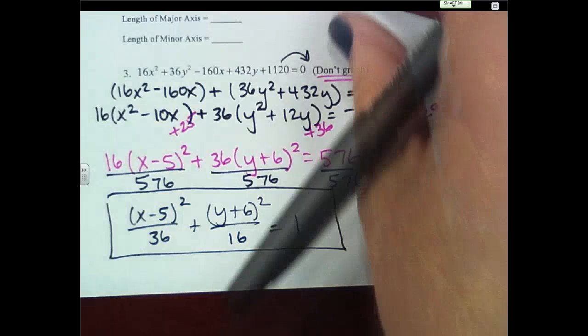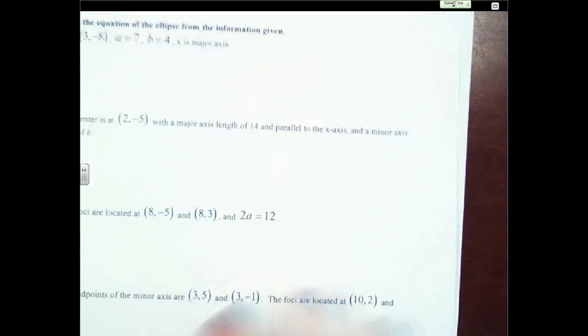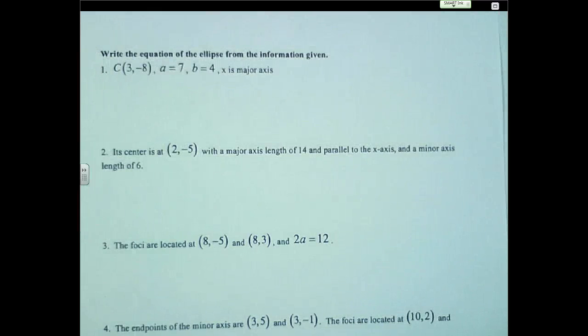Okay, now then, let's flip it over and let's look at problem number 1. Write the equation of the ellipse with the information given. And actually, sometimes you have to dig really deep in order to get these problems right, okay? And sometimes they're really easy and it gives you everything nice and pretty. This is a nice and pretty problem, right? It tells me the center, and it gives me A and B, and it tells me that X is the major axis.